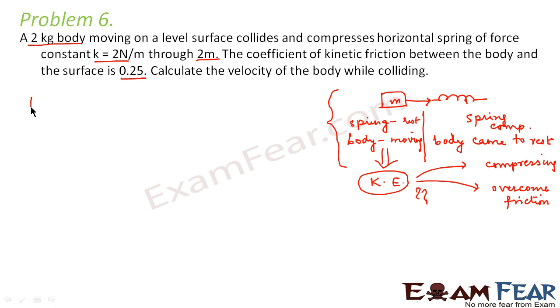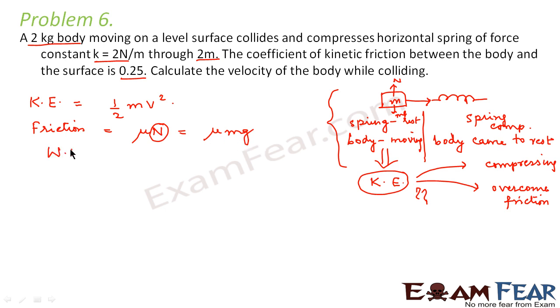Now let us see what was the kinetic energy of the body. Kinetic energy of the body was half mv square. Now what is the frictional force that is acting? The frictional force is equal to mu into N. What is the normal reaction for a frictional force? It is mg. We already know that normal acts in the upward direction. If this is the normal reaction force, this is mg. So N is equal to mg. So this will be equal to mu mg.